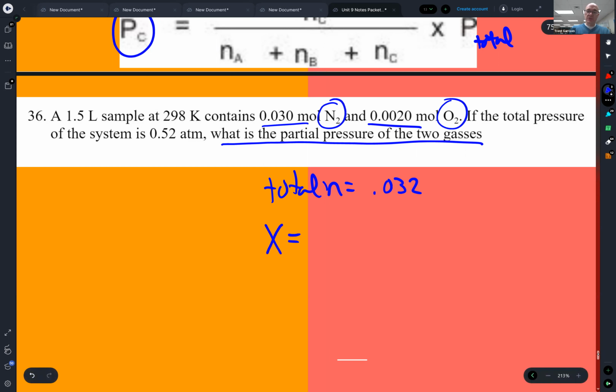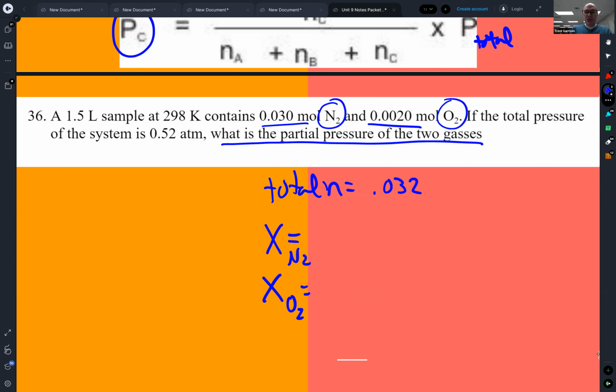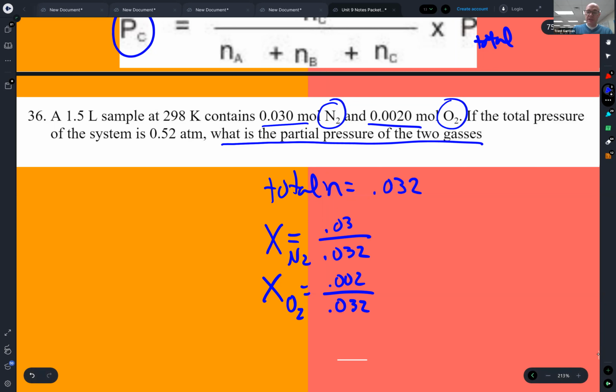So the mole ratio for A and the mole ratio for B are two different values. So I would take the individual amount. Oh, let's not call them A and B. Let's call them N2 and O2. So the mole ratio for N2 would be 0.03 divided by that total moles. The mole ratio for the oxygen would be 0.002 divided by 0.032. So let's put those into our calculator. 0.03 divided by 0.032, and we get 0.9375. So in other words, 93%.